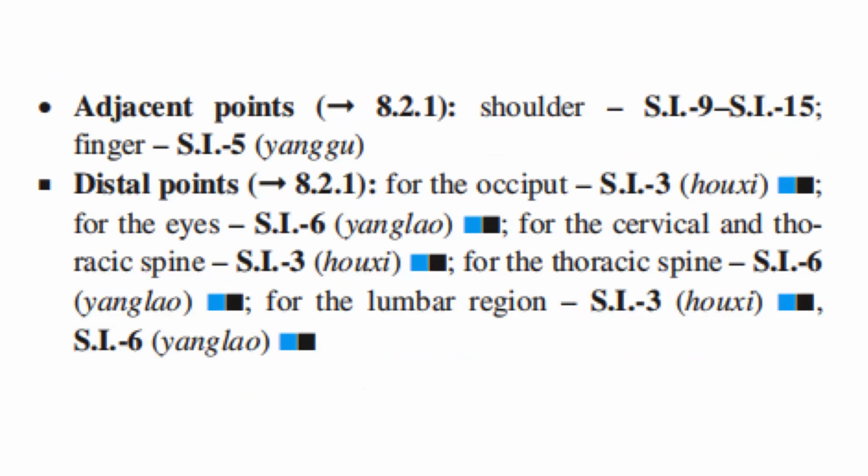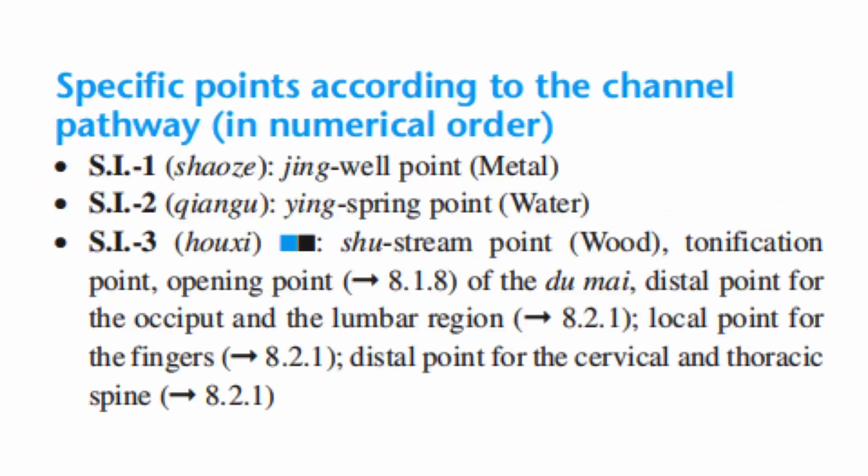For the eyes, SI6. For the cervical and thoracic spine, SI3. For the thoracic spine, SI6. For the lumbar region, SI3, SI6. Specific points according to the channel pathway in numerical order. SI1, Jing well point, metal point.